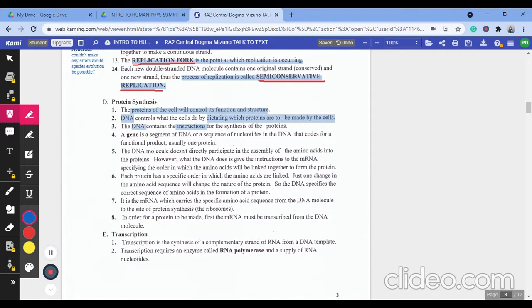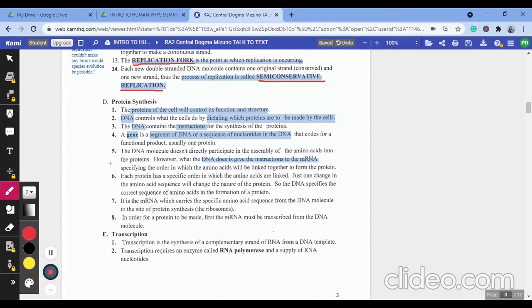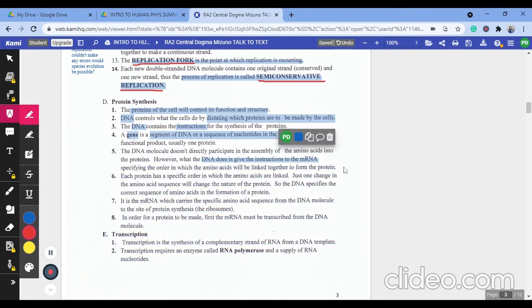A gene is a segment of DNA, or a sequence of nucleotides in the DNA, that codes for a functional product, usually a protein. The DNA molecule doesn't directly participate in the assembly of the amino acids into the proteins. What the DNA does is give the instructions to the mRNA. I forgot what the mRNA actually is. I'm sure that I've tackled it before in AP Biology, but I think I need to cover that a little bit more.